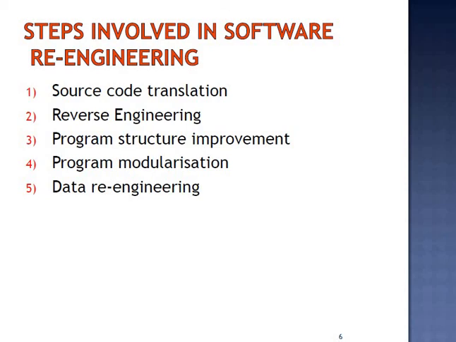And the final one is data re-engineering. When we are doing the coding, we have the data structures, so we are redefining the data structures from the existing ones. We take reference from the existing code, but we redefine the data structure so that it is more reliable and faster. So this was all about software re-engineering, which considers the different parts: source code translation, reverse engineering, program structure improvement, program modularization, and data re-engineering.